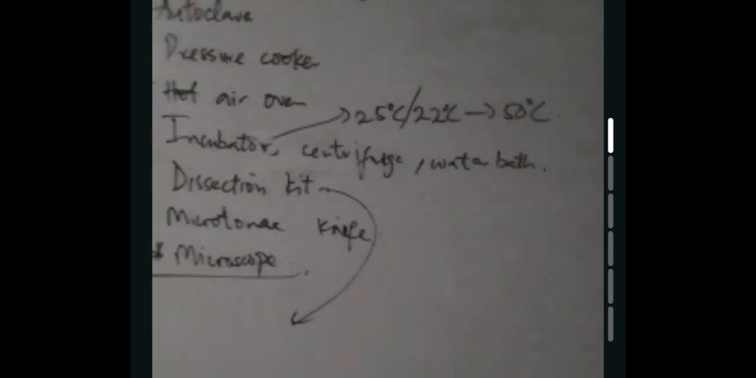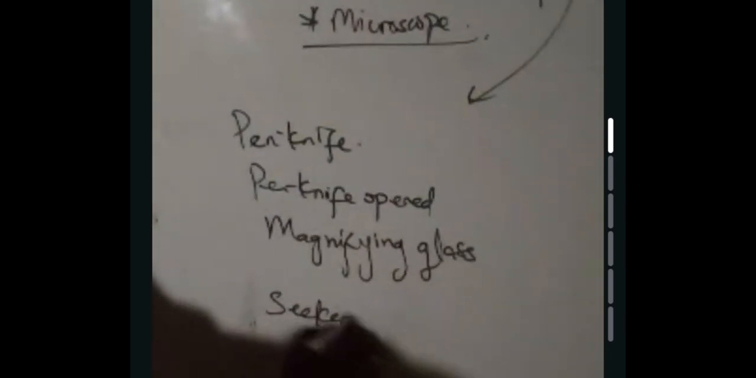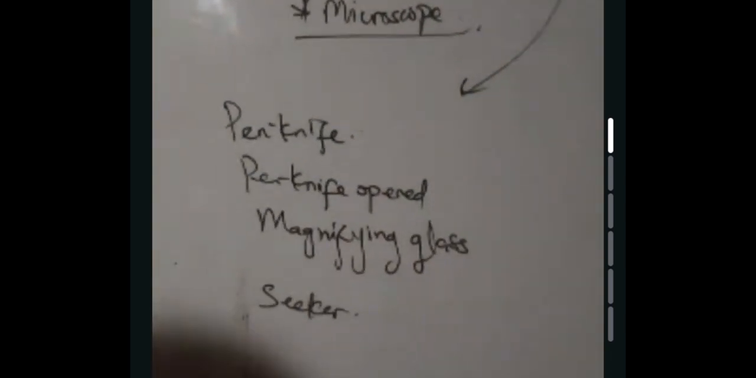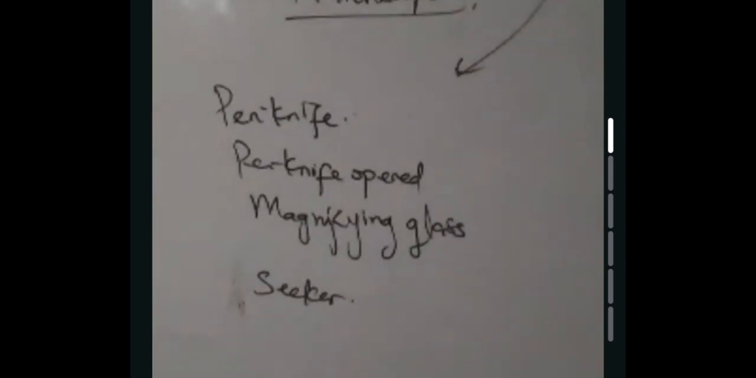So the dissection kits, I'm trying to skip through all of them and go to the microscope, which contains many things. The dissection kit consists of about five things. We have the knife, that means the pen knife, ordinary pen knife, and the pen knife when it's opened. We have the magnifying glass. We have the seeker. We should have about six or seven.